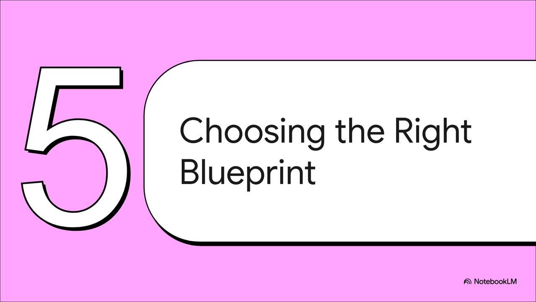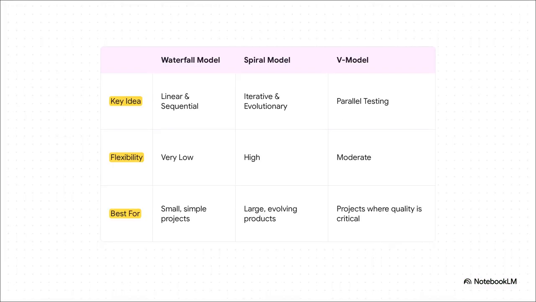V model. Okay, so which one's the best? Well, let's put them all side by side and see. This table really puts it all into perspective. You can see that clear trade-off. Waterfall is simple but has very low flexibility. Spiral is highly flexible, perfect for those big evolving products.